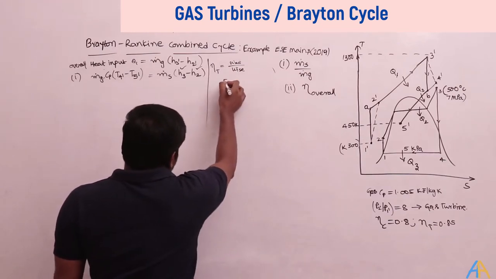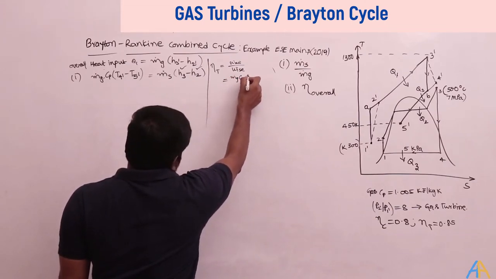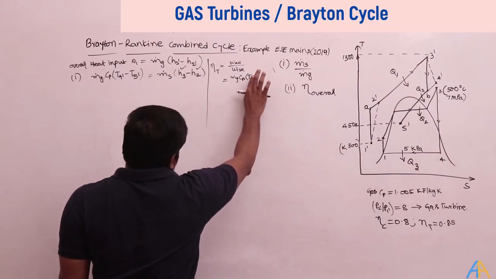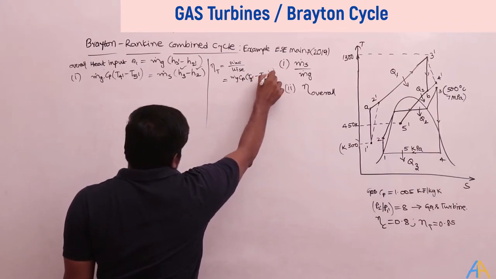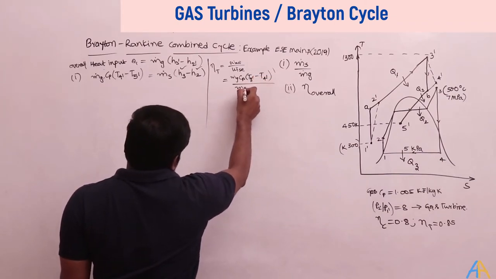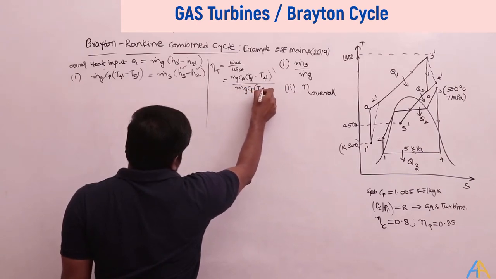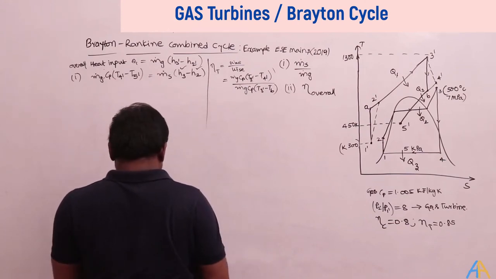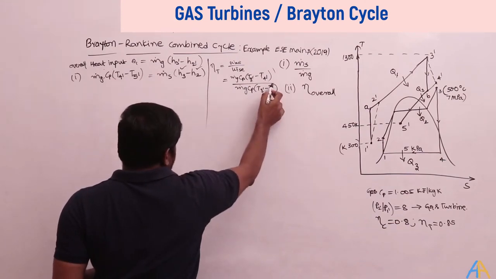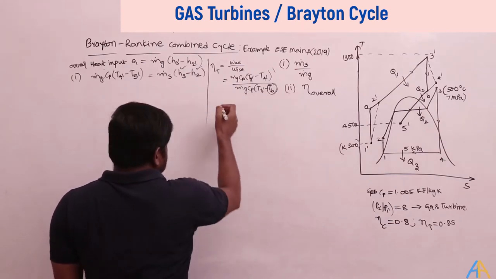That means mg dot cp into (T3 dash minus T4 dash) divided by mg dot cp into (T3 dash minus TB). So first of all we need to find out the TB. What is the TB? We don't know. So how will you find out the TB?